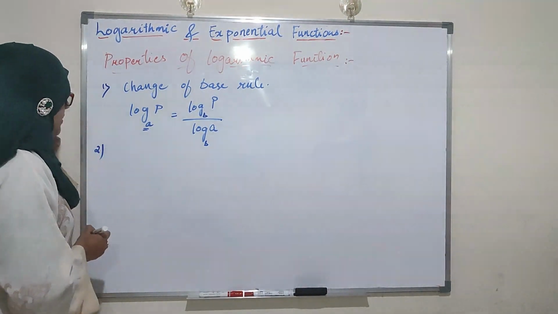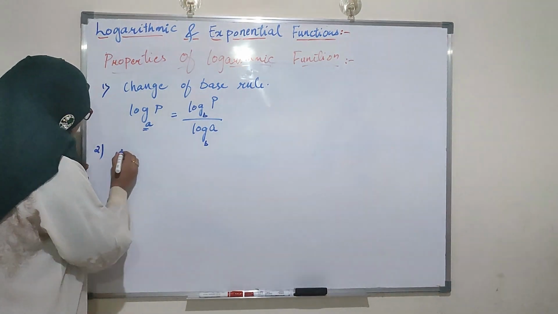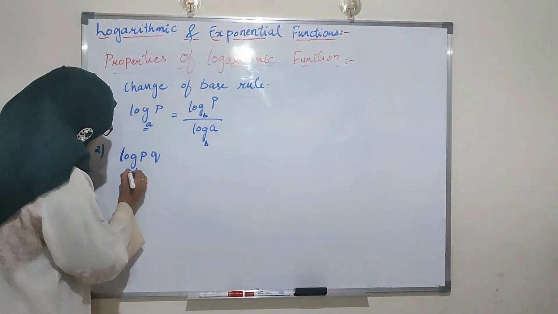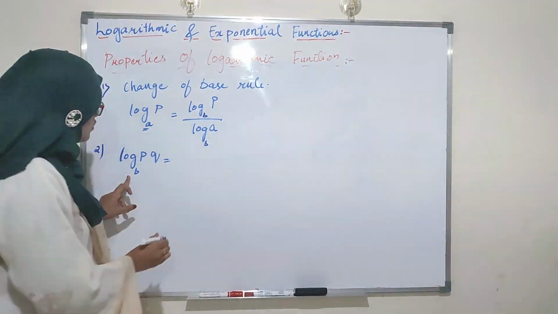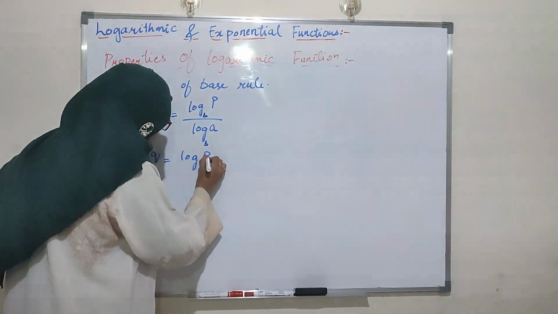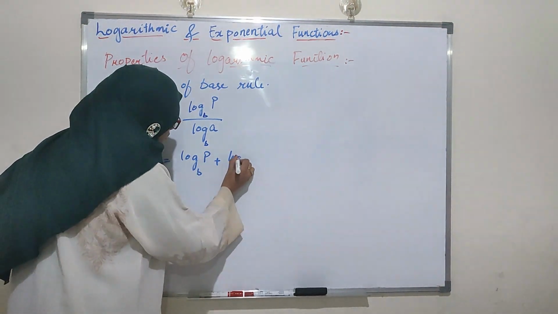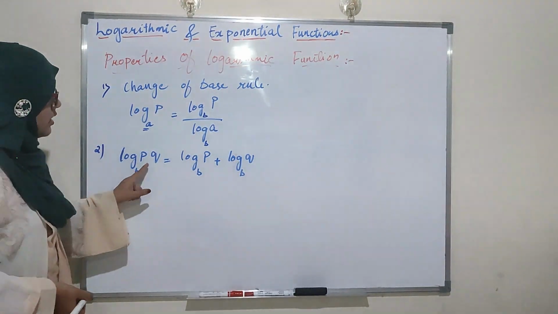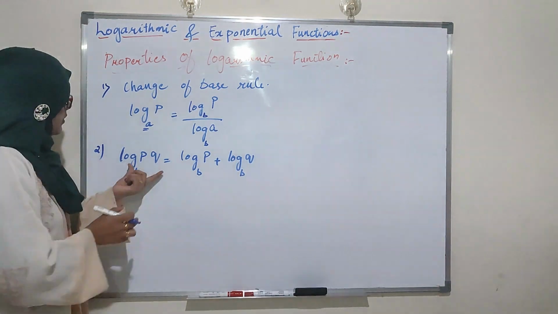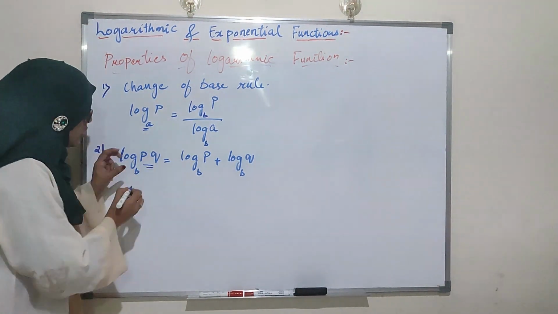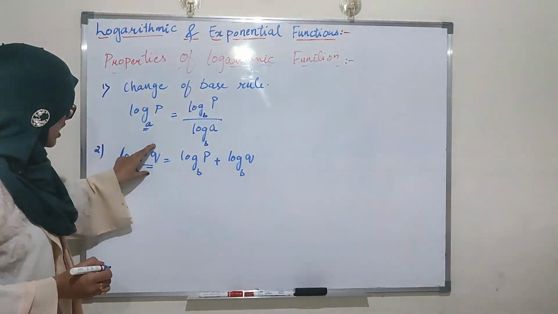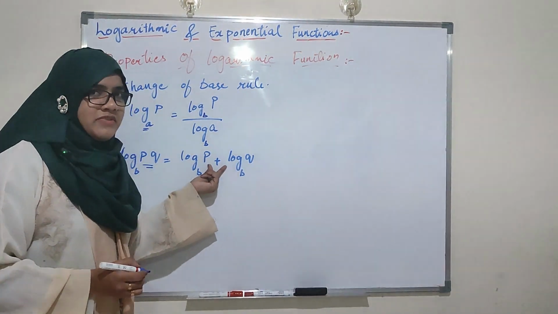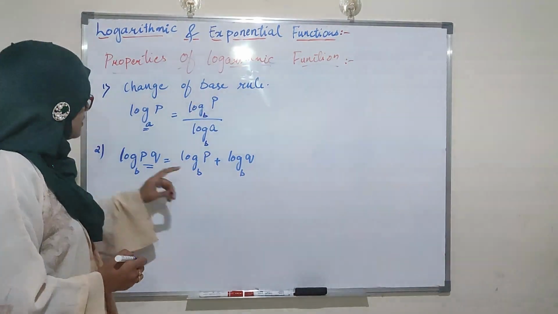The second property: suppose we are having log of pq to the base b. Then we can write this as log of p to the base b plus log of q to the base b. This is the product; here we are having pq in the form of multiplication. If we apply log to these two, it becomes the addition form. We can write log p plus log q to the base b.